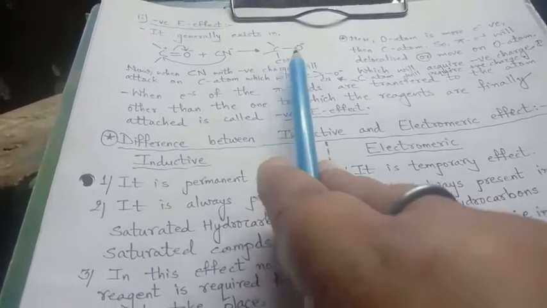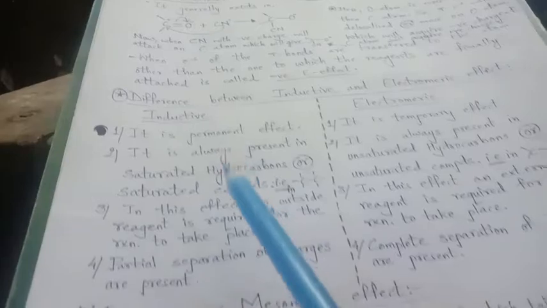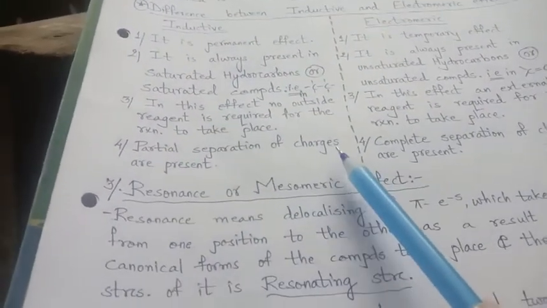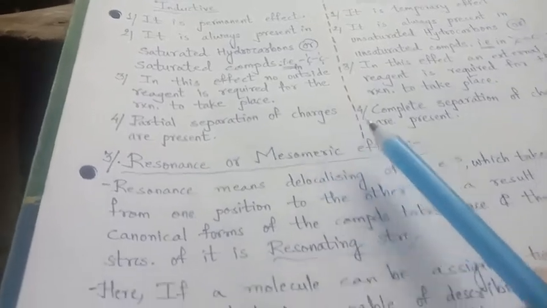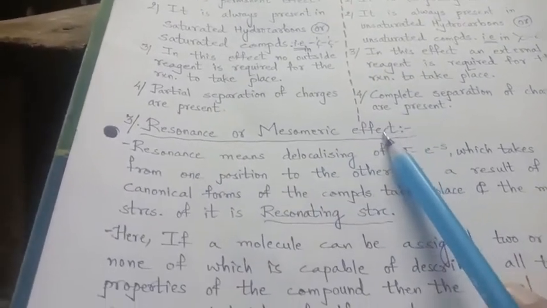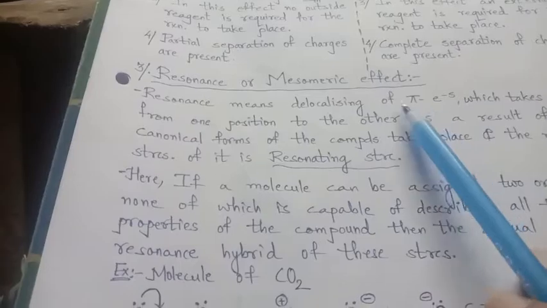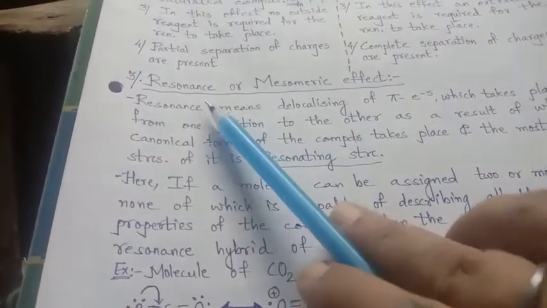So it is the separation of complete charge, whereas in inductive we got partial positive and partial negative, right? So this was about the inductive effect and electromagnetic effect. Now let us see the third type of effect.